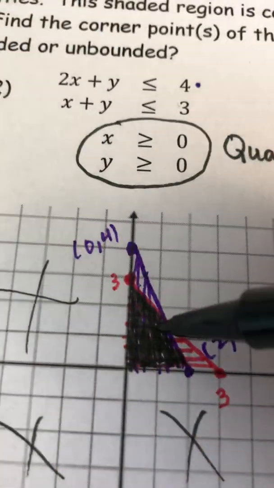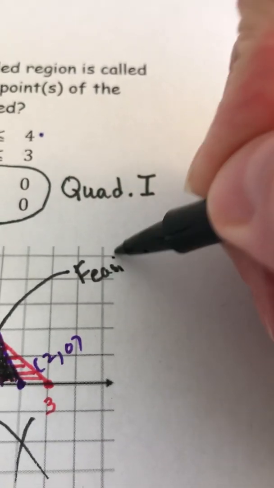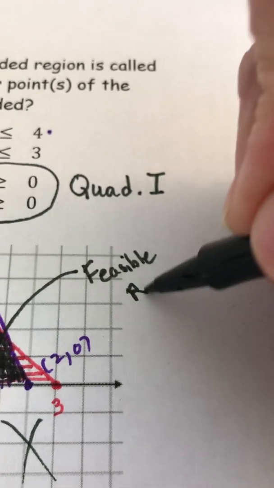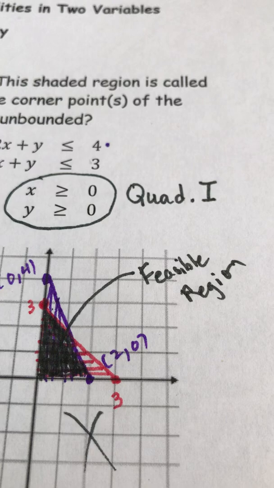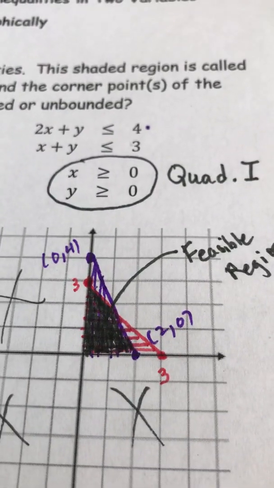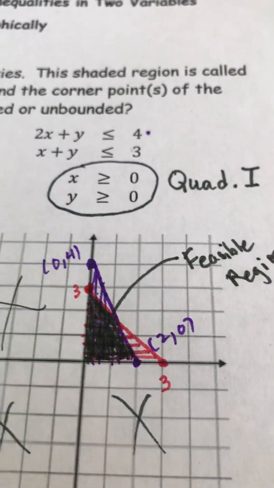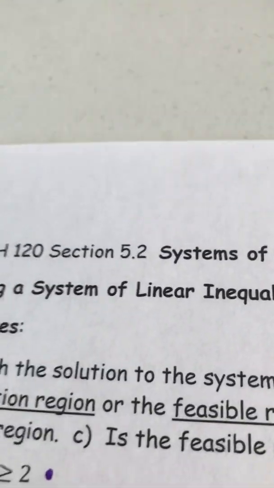Okay, just to make it clear, that is the feasible region. And I'll draw that, that's the feasible region. Now, notice that, okay, so we're done with part A. It says graph the feasible region.